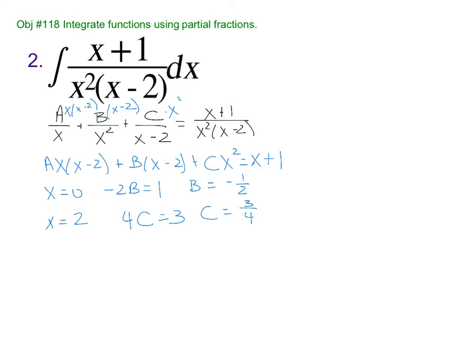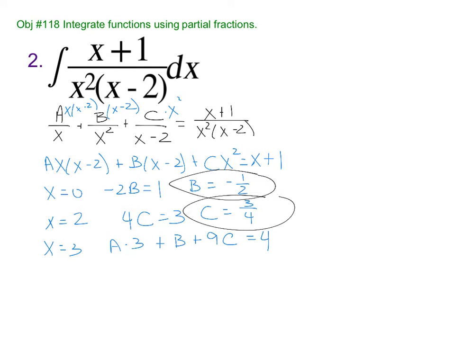And then for the last one, I just have to pick a number. I'm going to pick 3, just because I know it'll make the x minus 2 not too bad. So I'm going to let x equal 3. You could do 1 also. So A times 3 plus B plus 9C equals 4. Now I have to plug in. I have that B is negative 1/2 and C is 3/4. So I have 3A minus 1/2 plus 27 over 4 equals 4.